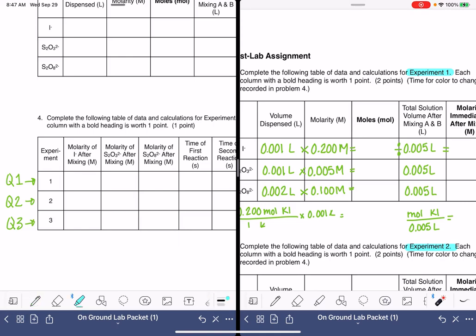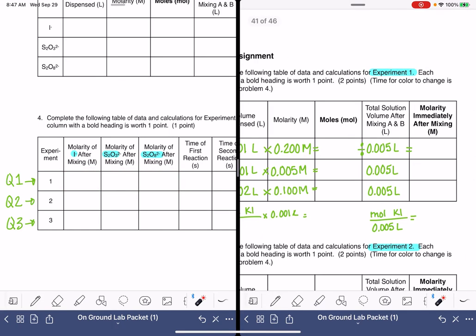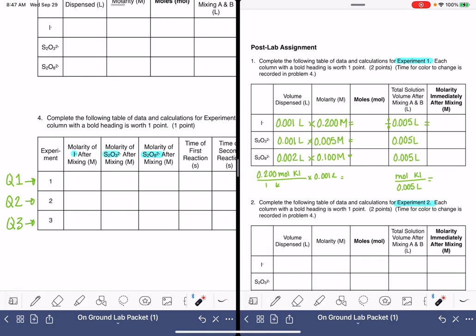Now this data table is having us focus again on the I minus, the S2O3, and the S2O8. And what we're going to be doing here is reporting the molarities that we calculated in each one of these data tables. So I've got my experiment number 1 data table pulled up. That's what I'm going to be using to fill out this first part of question number 4. The molarity after mixing for I minus is what I'm going to be reporting in this box right here. And the molarity after mixing for S2O3 is what I will report in this box right here. And then the molarity after mixing for S2O8, that's what I'm going to report in this box.